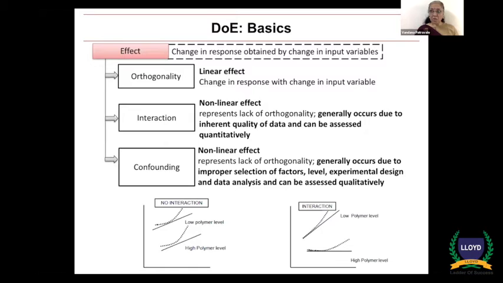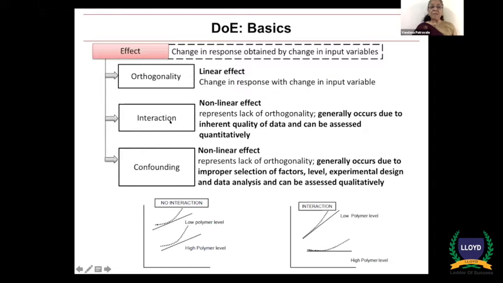It is possible. Same way, increasing the binder concentration is going to increase hardness. All those are linear effects, so they come under orthogonality. Now, these effects could also be non-linear. Non-linear obviously represent lack of orthogonality. These can be divided as interaction or as confounding.